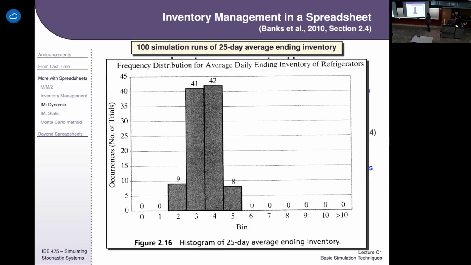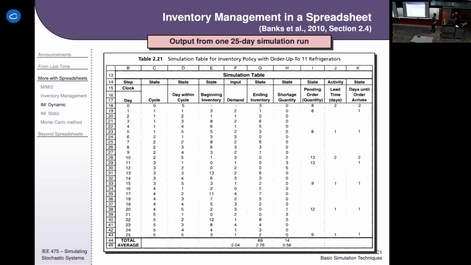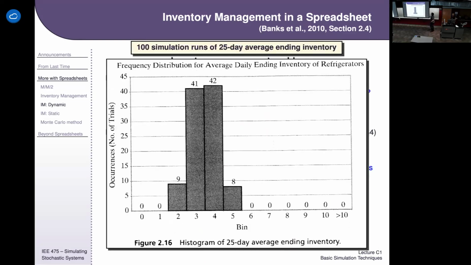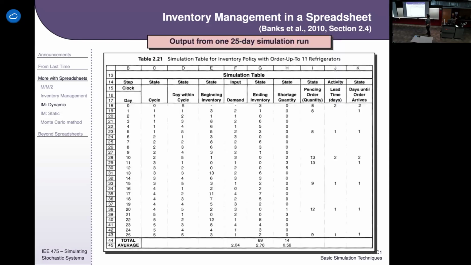And what this all ends up being is a distribution like this. This is a histogram of the 25-day average ending inventory. So this is simulating over 25 days, and here's my ending inventory, and they took an average over that 25. You could take this and run this a bunch of times. I don't know if it says here how often they run this, but if you add these numbers up, 9, 41, 42, and 8, it's like 100 times. So they basically ran that spreadsheet 100 times. It's like they opened Excel 100 times, looked at what this number was down here, and got 100 of these numbers.